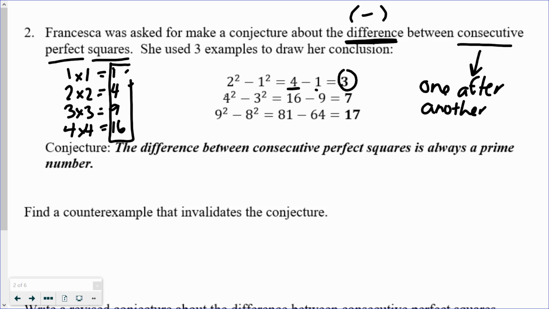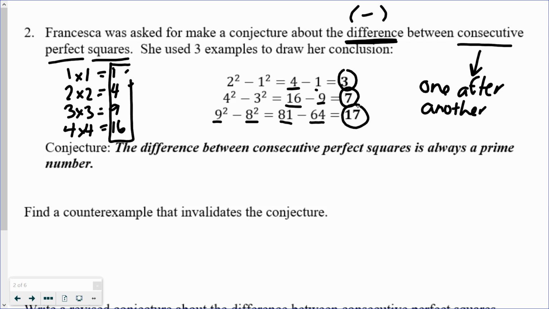And then she tried 4 squared, which is 16, subtract 3 squared, which is 9. So 16 subtract 9 is 7. And then she said, yeah, let's go further. Let's try 9 squared. So 9 multiplied by itself is 81. Subtract 8 squared, which is 64. So 81 subtract 64 is 17.